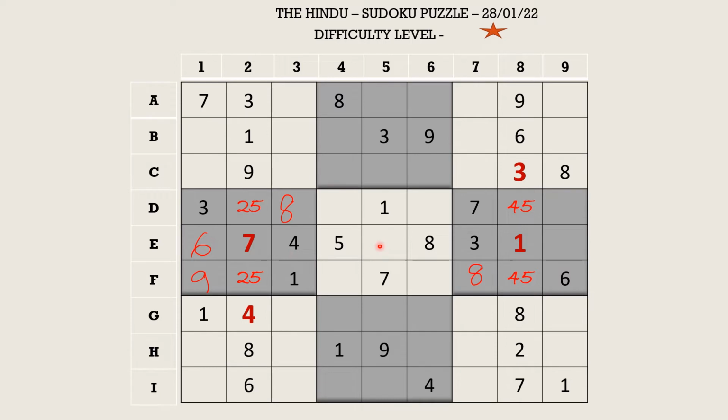Now in E row there are only 2 empty cells left. The numbers are 2 and 9. There is a 9 blocking here. So E5 takes 2 and E9 takes 9. Now in the 6th block there is only 1 cell left and the missing number is 2. So this 2 cancels out the 2 here in D2, and D2 becomes 5 and F2 becomes 2. This 5 from D2 cancels out the 5 here in D8. So D8 becomes 4 and F8 becomes 5.